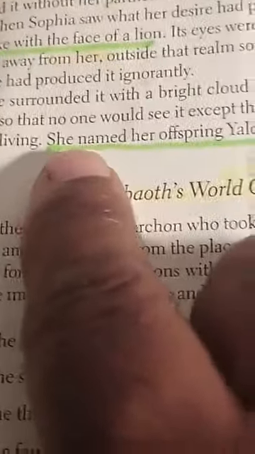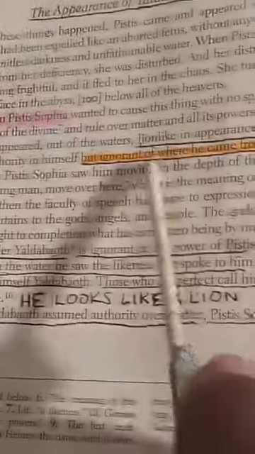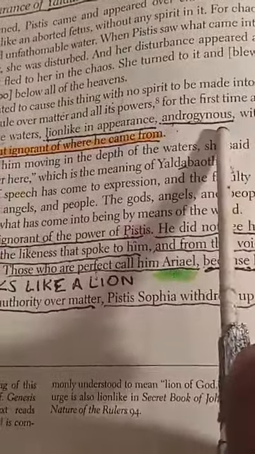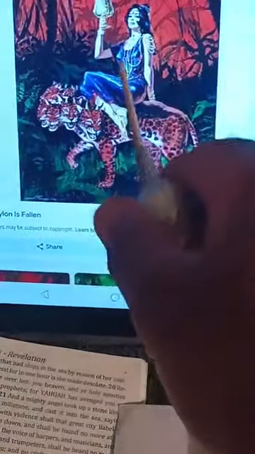And Pistis Sophia, Queen Wisdom, she named him Yaldabaoth. But as I told you, his name is Samael. Samael equals 666. Now, over here, again, the appearance of Yaldabaoth. Lion-like in appearance, but he's androgynous. He's male on the masculine right side and female on the left side, which goes along with this picture. This is his masculine right side. This is his feminine left side, Lilith or Isis.